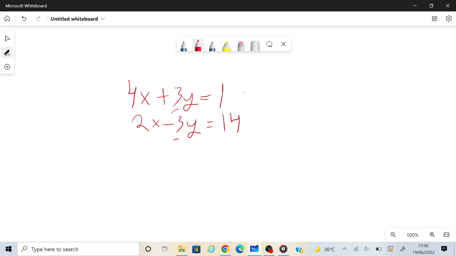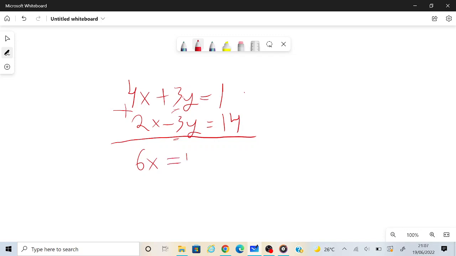However, one of them is minus. So now we need to see what we can do with these two equations to get rid of y. If I decide to subtract this from this, meaning 4x minus 2x, 3y minus 3y, 1 minus 14, I will still end up with both of the variables and the constants. But if I decide to add, 4x plus 2x would give you 6x, 3y plus minus 3y would give you 0y. And then 1 plus 14 will give you 15.